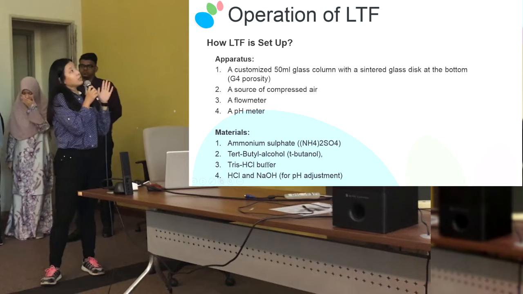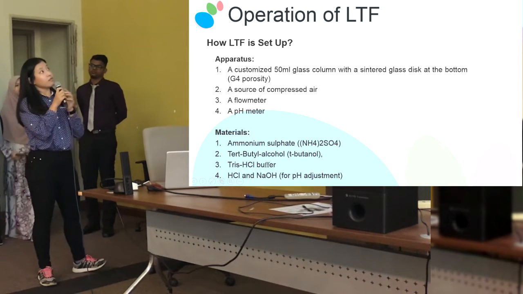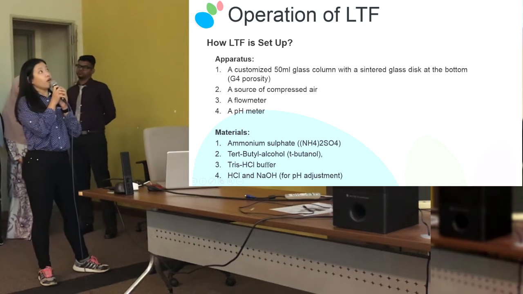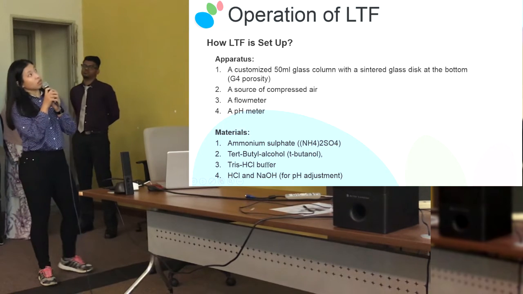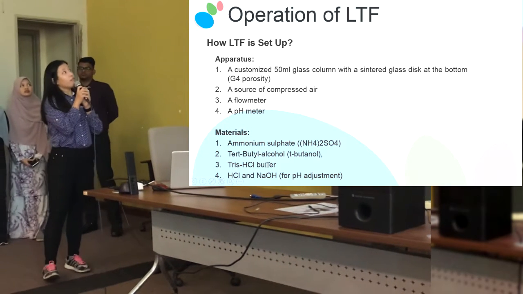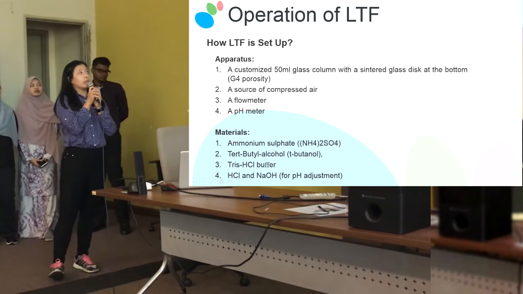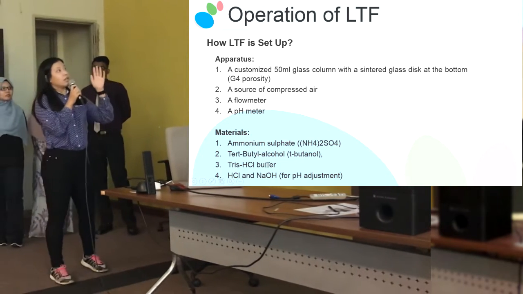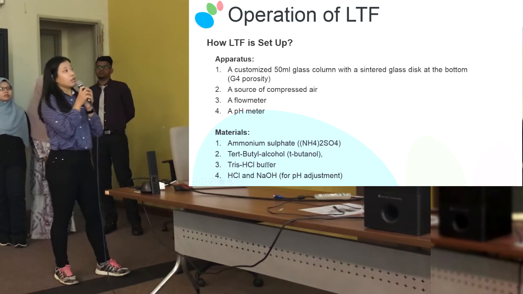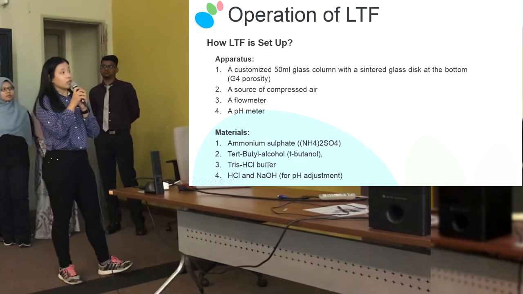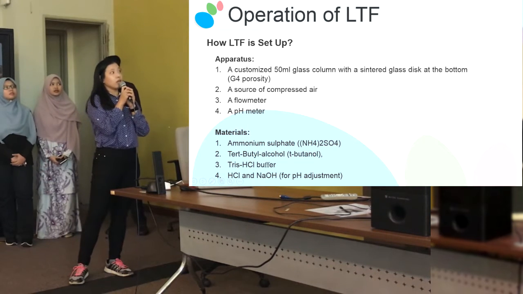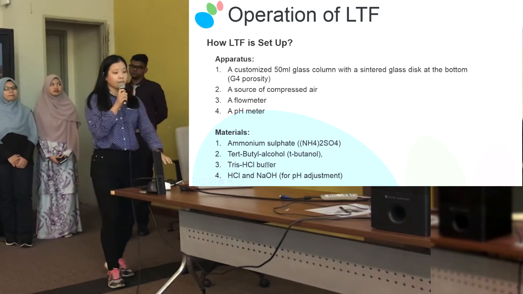The apparatus included is, first, a customized 50 ml glass column with a sintered glass tip at the bottom with G4 porosity. Second, a source of compressed air. Third, a flow meter, and finally a pH meter. The materials included in the system are ammonium sulfate, tertiary butanol, Tris-HCl buffer, and finally, for the pH adjustment, we include HCl and NaOH.